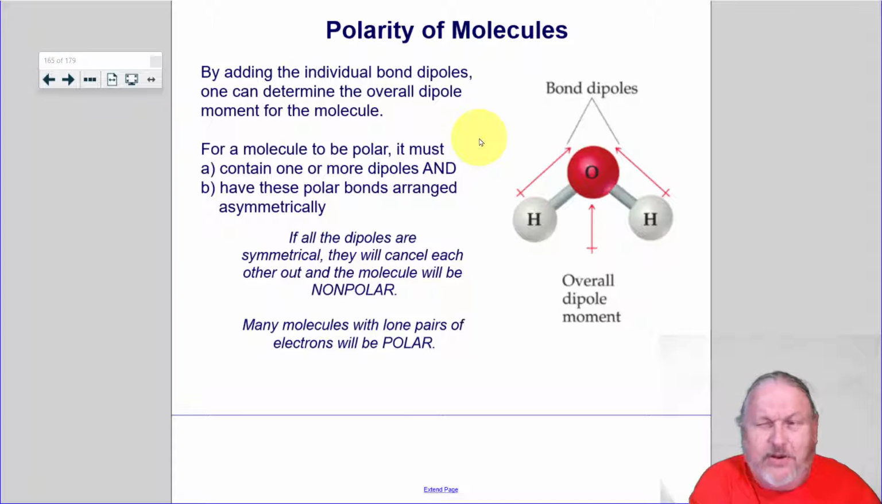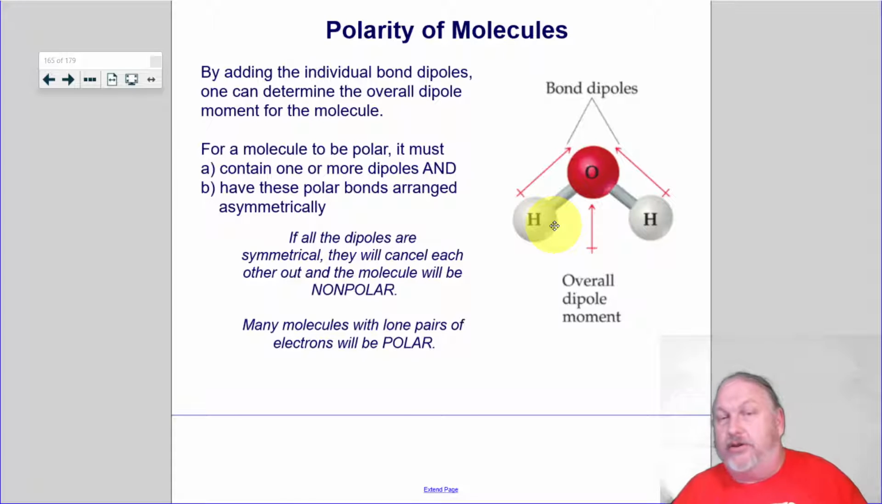So we almost have to know the shape, draw the Lewis structure, to understand whether those poles cancel out. By adding the individual bond dipoles, we can determine the dipole moment for the molecule. For a molecule to be polar, it has to contain one or more dipoles, and they have to be arranged around the central atom asymmetrically.